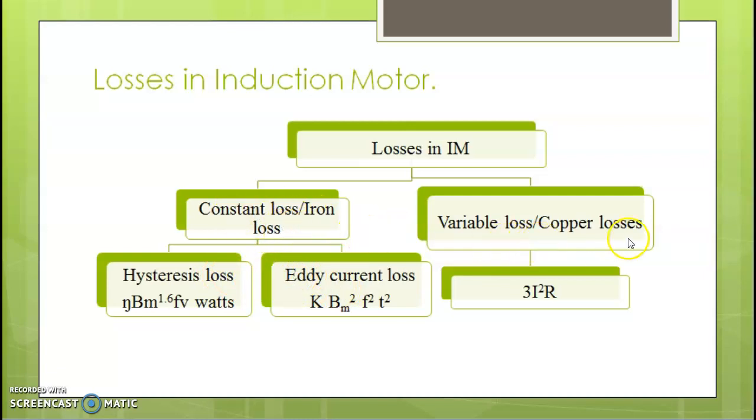The second type of loss is copper loss or variable loss. This loss mainly depends upon the current flowing into the winding, stator winding and rotor winding also. The formula for this loss is given by 3I square R. So this loss is directly proportional to square of the current flowing into the winding, stator winding as well as rotor winding, into the resistance of stator winding and rotor winding.